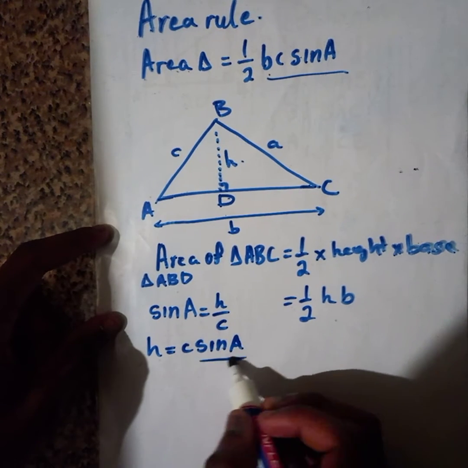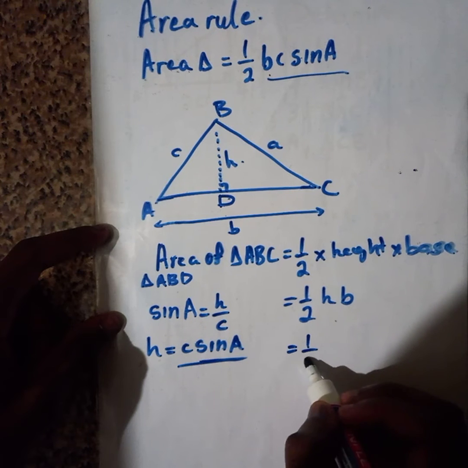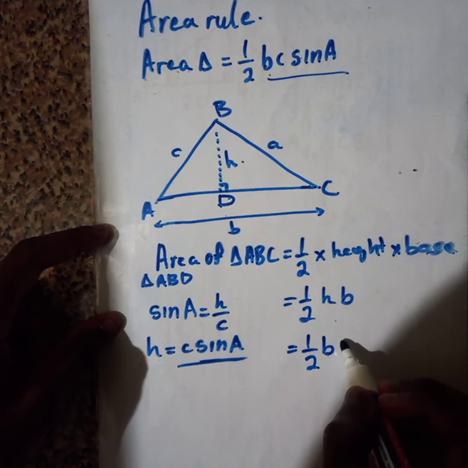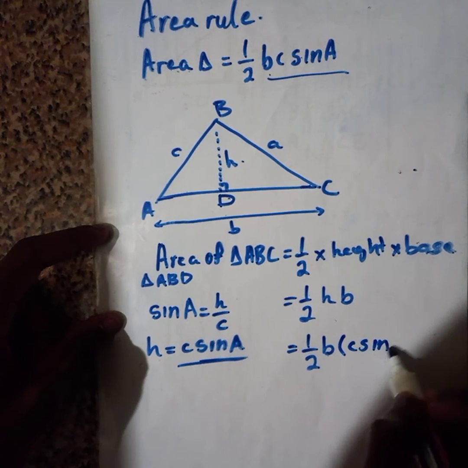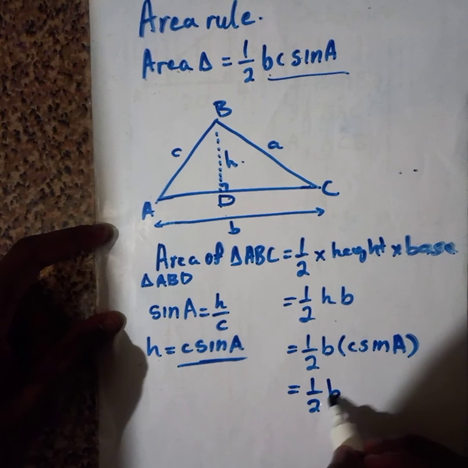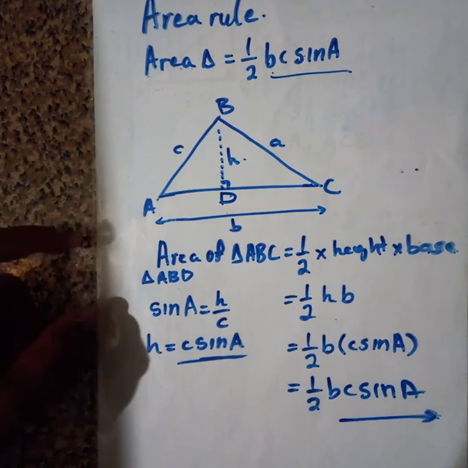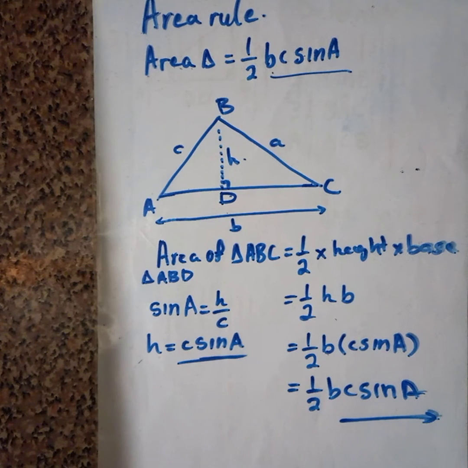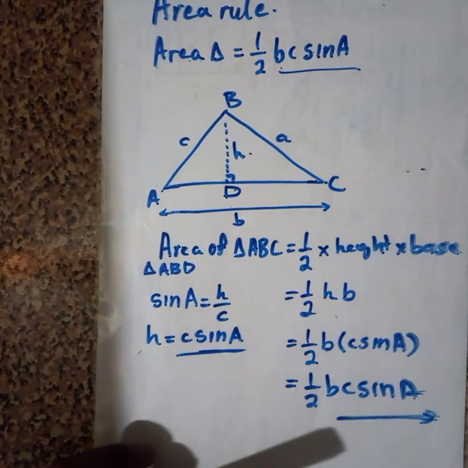At this point, we take this and substitute where we see h: it's going to be 1/2, we start with b, where we see h it's going to be c sine of A. When I simplify everything, I get 1/2 bc sine of A. Then this is our formula of area rule. You see, it wasn't that difficult.